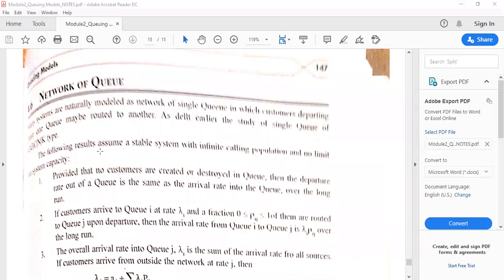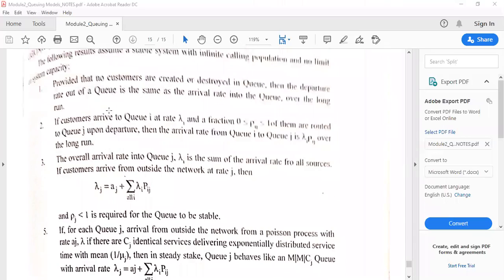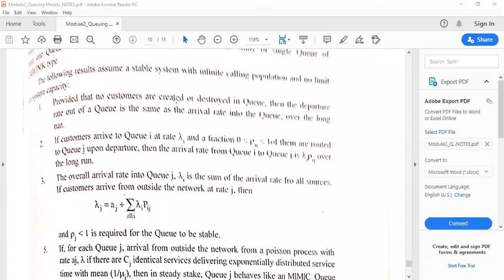As dealt with earlier in the study of a single queue, the following results assume a stable system with infinite calling population and no limit on the system capacity. Under network of queues, provided that no customers are created or destroyed in a queue, the departure rate of a queue is the same as the arrival rate into the queue over the long run. So if no customers are destroyed in the queue, the people going out of the queue equal the people entering the queue.